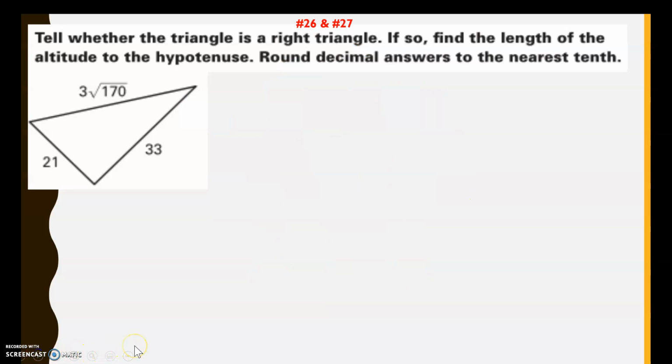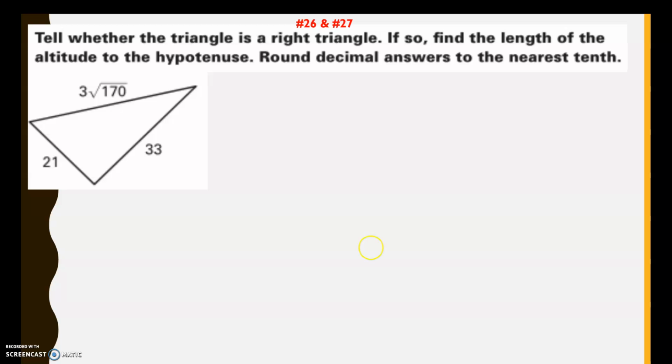The first thing it asks you to do is tell whether the triangle is a right triangle, and if so, we're going to find the length of the altitude to the hypotenuse. So first, let's check. Is this really a right triangle? So I know 3 rad 170, if I plug this into a calculator, I can see this is my longer side. It's longer than 31 and 21.